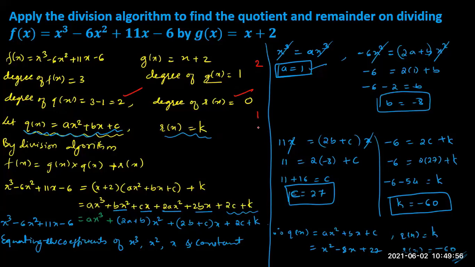Don't take 2. So don't take 0 and 1. Consider only 1, that is 1 you need to consider of x. So here you need to give examples. Example for what? P of x, G of x, Q of x, and R of x. And those 4 should satisfy the division algorithm.